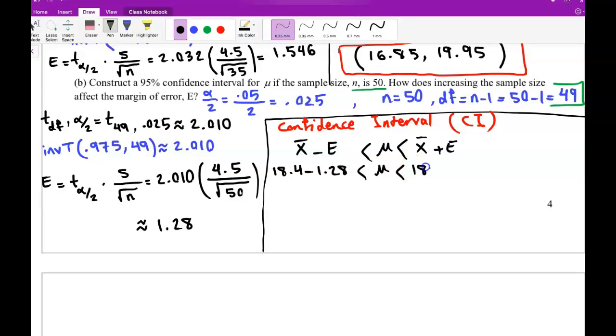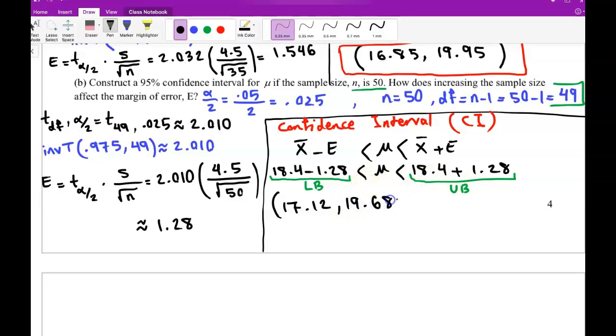And here on the side, same numbers, now adding. So confidence interval, what we have here is, this is lower bound, and here is upper. So our interval is 17.12 on this side, comma, on the side adding, we have 19.68. So this is our final answer.